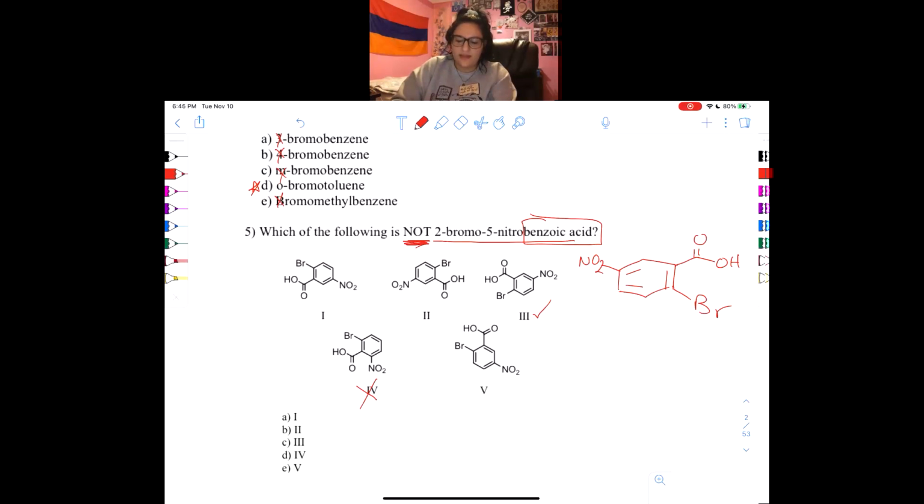We know that this is the same. We can also see that this is the same, and this is the same. Right? Because they're all pretty much the exact same drawing, just oriented slightly differently. So we know that the answer will be D.